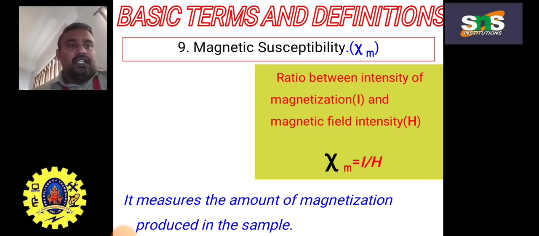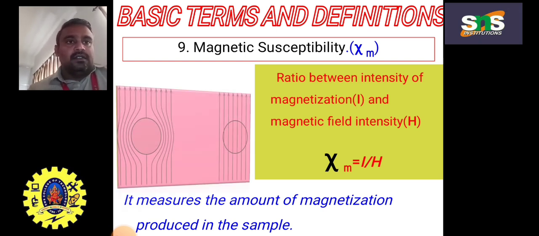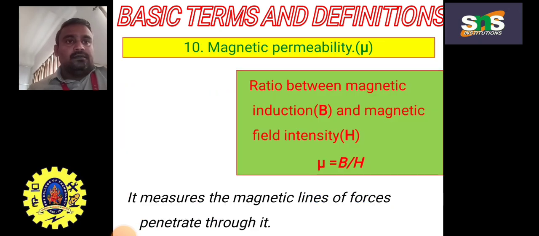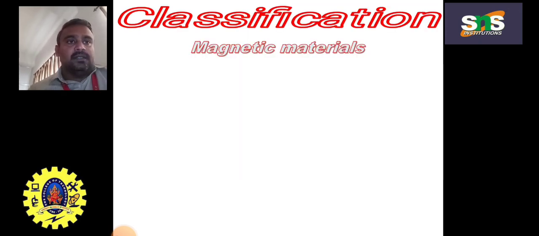So χm equal to I by H. And next, magnetic permeability μ: the ratio between magnetic induction B and magnetic field intensity H. So μ equal to B by H.